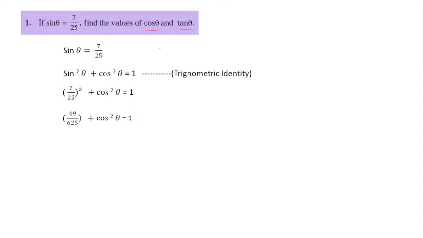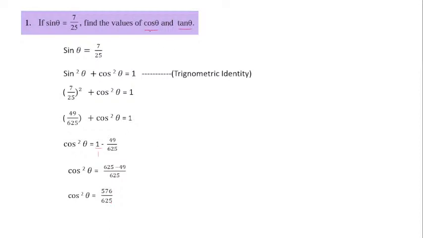Now we have to find the value of cos theta. So we have to transfer this 49 by 625 to the right hand side, so it will become minus 49 divided by 625. Now here we have to cross multiply, as the denominator of 1 is not given, so it must be 1. If we cross multiply, we get 625 into 1, that's 625, minus 49 into 1, that's 49, divided by 625 into 1, that's 625, equal to cos square theta. So in the next step, cos square theta is equal to 625 minus 49, that's 576, divided by 625.